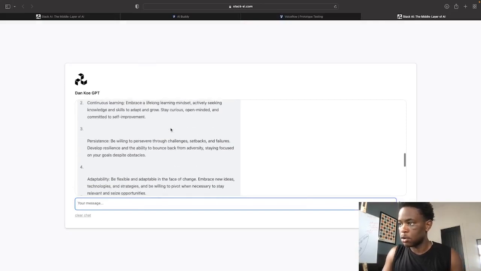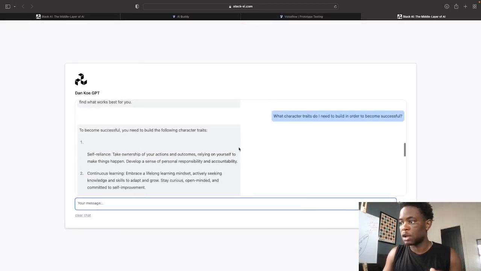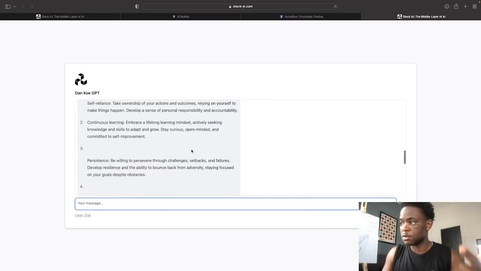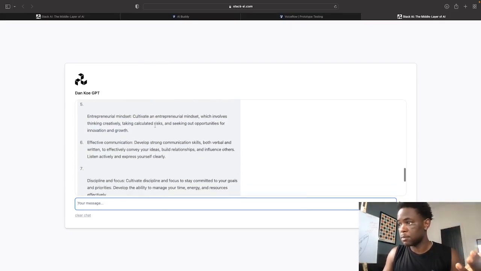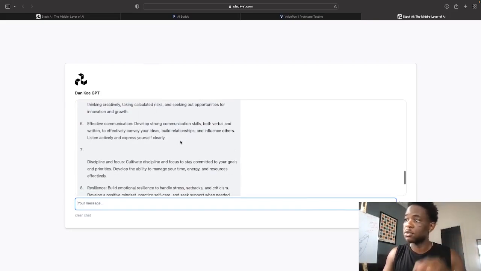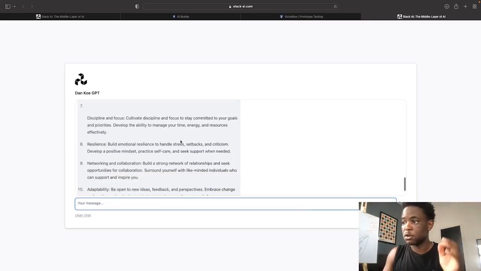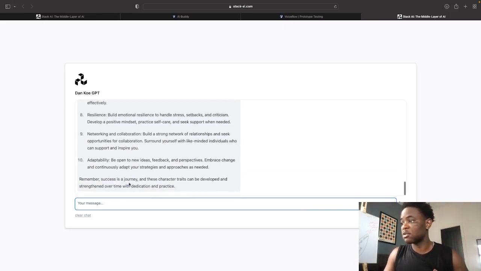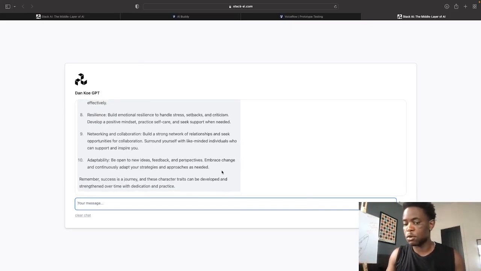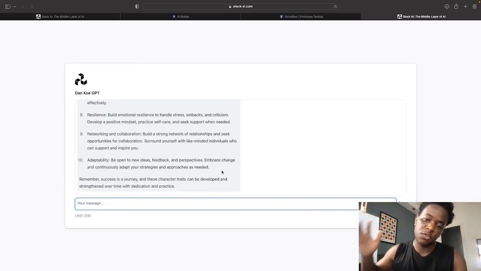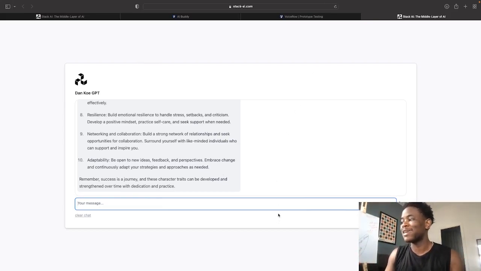Here, you're learning that you need to have self-reliance. You need to have a mindset of continuous learning. Persistence, adaptability, entrepreneurial mindset, which involves thinking creatively, taking risks, and seeking opportunities for innovation and growth. Effective communication, discipline and focus, resilience, networking and collaboration, and again, adaptability. So, I mean, it did repeat one of them. However, this is a much more well-structured, well-thought-out response to the question, and it is at lightning speed, right?